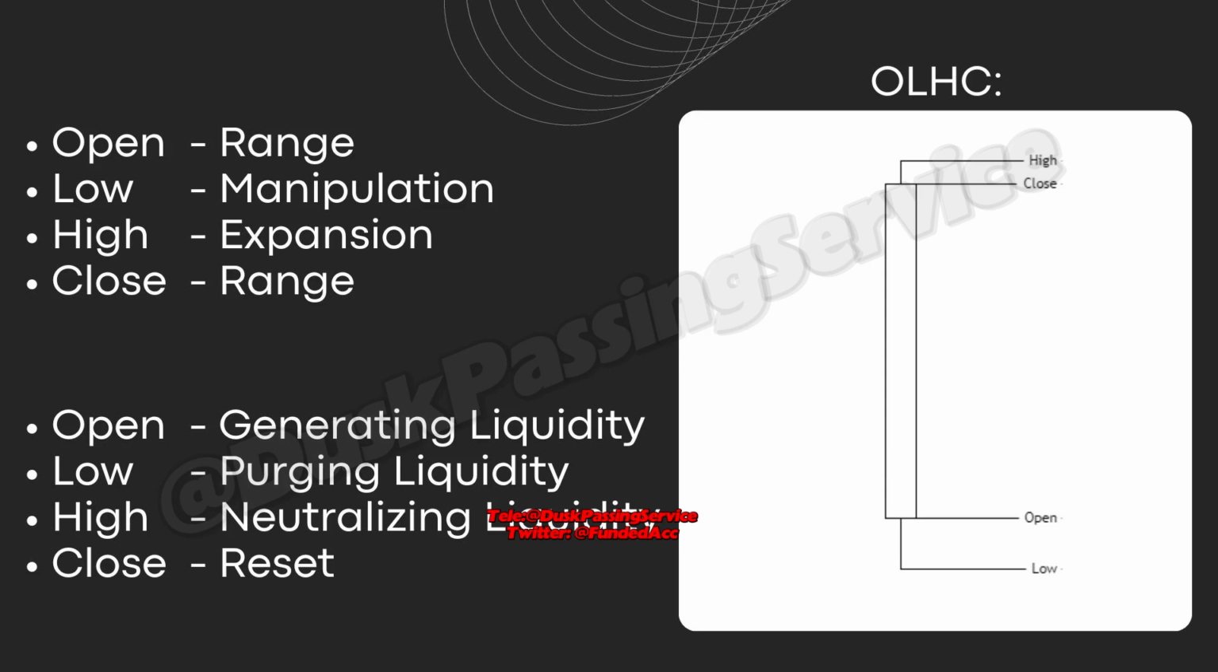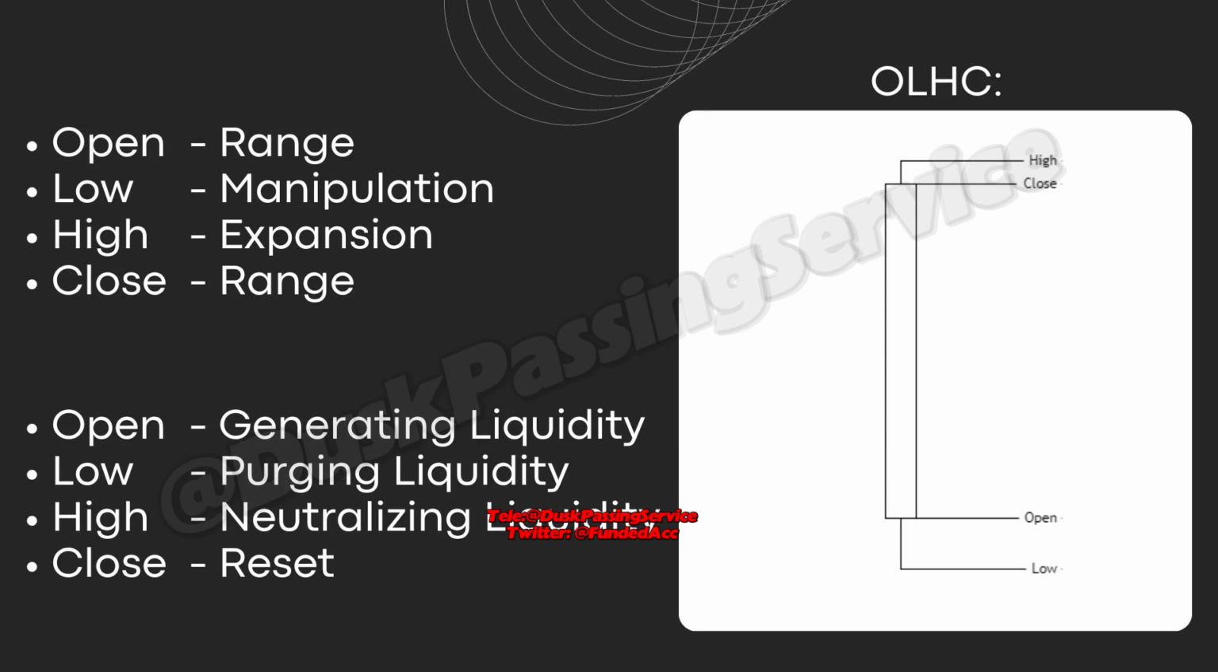That's what happens every single candle, right? Generating liquidity, purging liquidity, and then neutralizing liquidity. And then last but not least, resetting the whole cycle by closing the candle, and the same cycle repeats as soon as the next candle opens. That's basically how each candle is formed, and each candle works through the help of liquidity being generated, purged, or neutralized, right? This is basically how the market moves, and you should be aware of this.